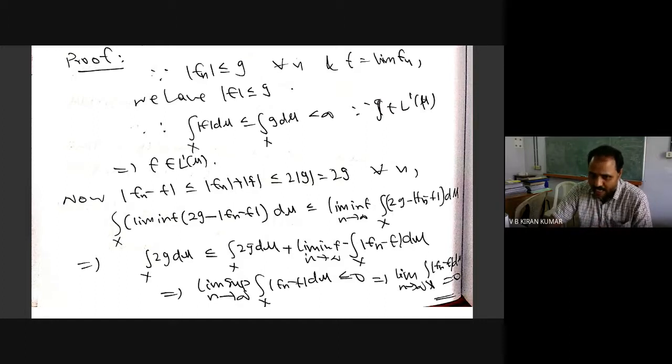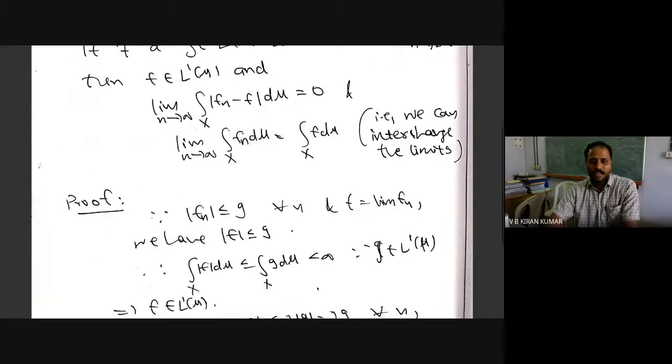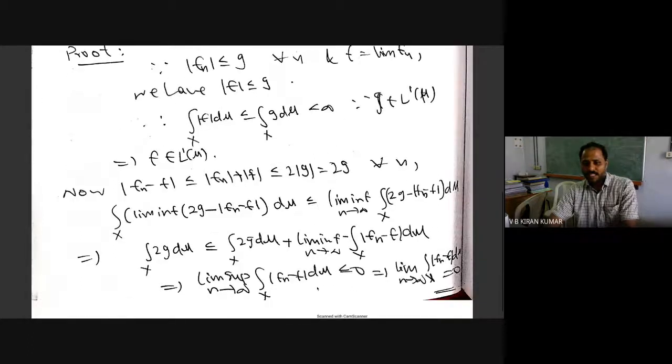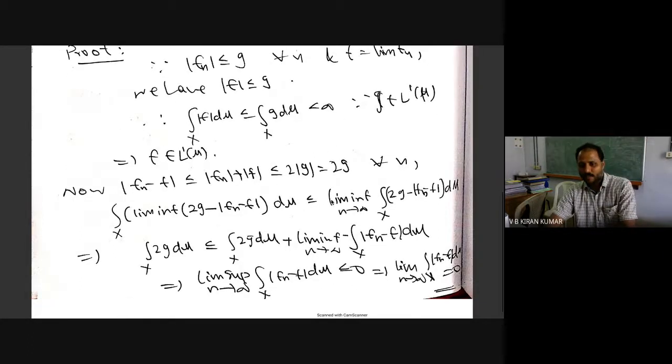So using that, you obtain that the limit supremum of |Fn minus F| is less than or equal to 0. But this is non-negative, so it is always greater than or equal to 0. So you have equal to 0. That means the limit supremum is equal to 0. Therefore, the limit of the integral of |Fn minus F| goes to 0. The proof is more or less clear, provided we have this inequality.